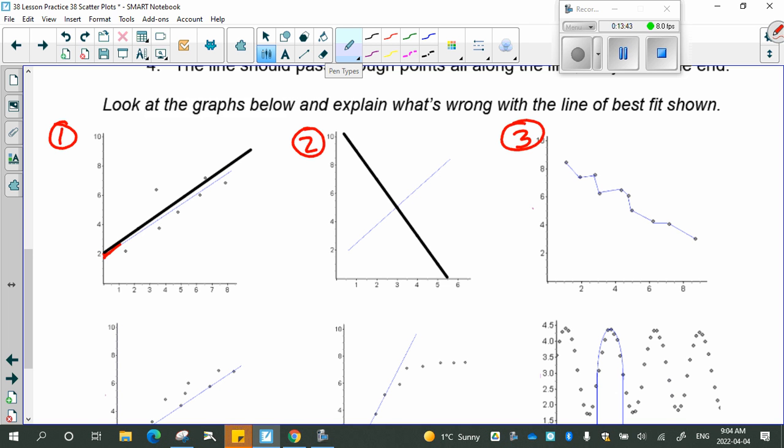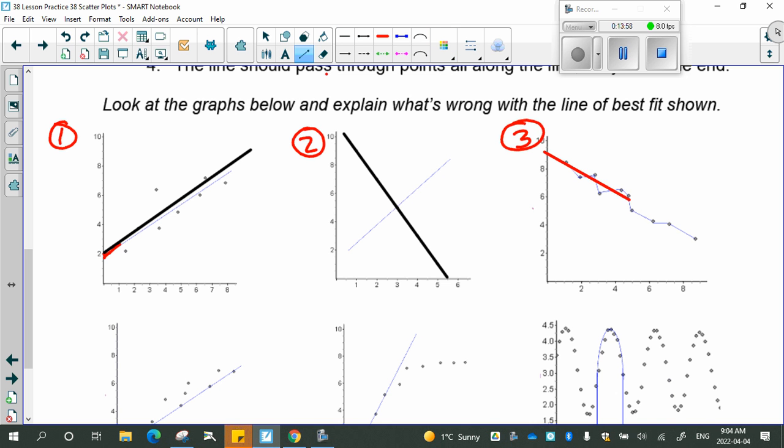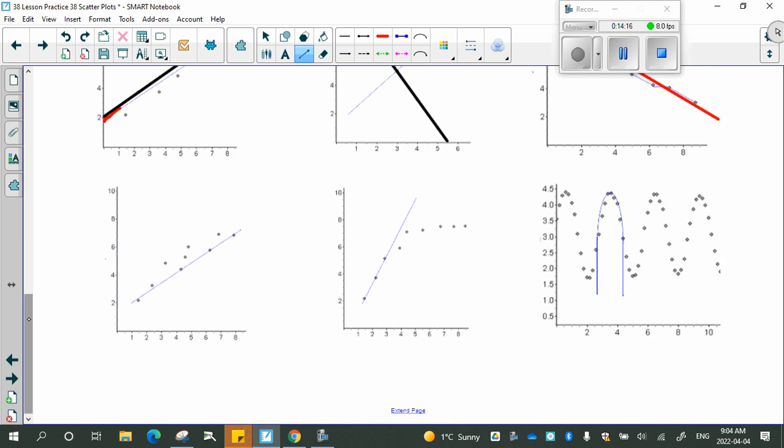What's wrong with the third one? It's not a straight line. Okay, they did like the weather model where you just join the points, so they need to draw in a straight line. Should have a negative slope again. Something like that would be better. Okay. It shows the trend of the data, has an equal number of points on each side, goes through some of them. Okay. What's wrong with this one?